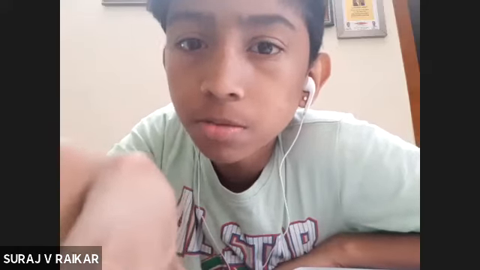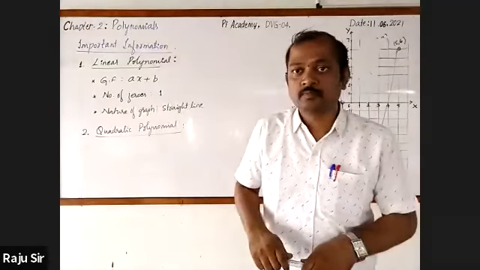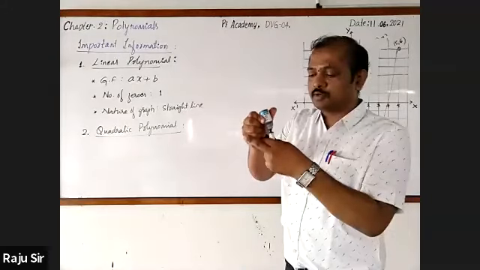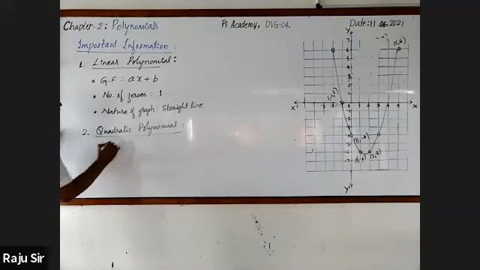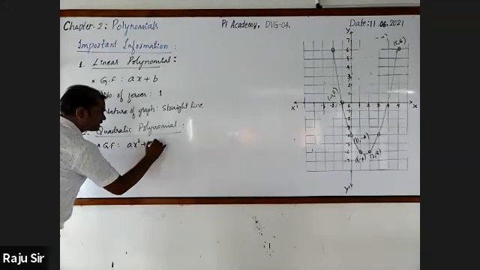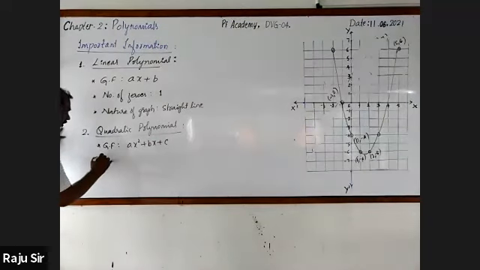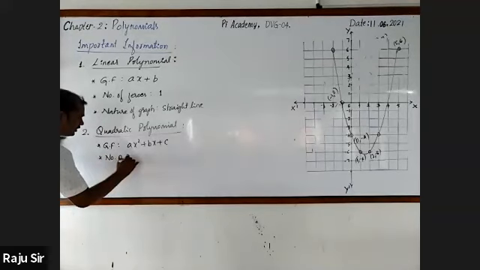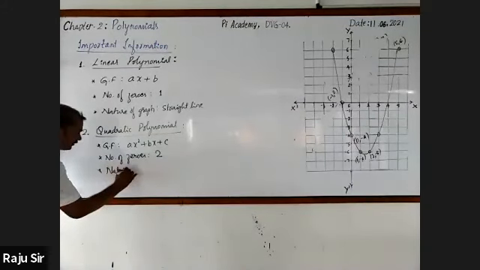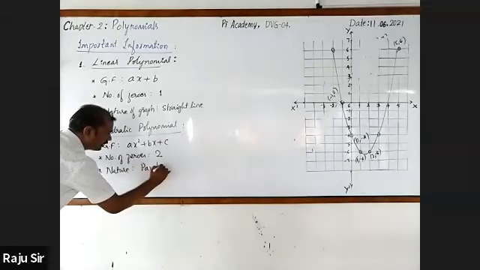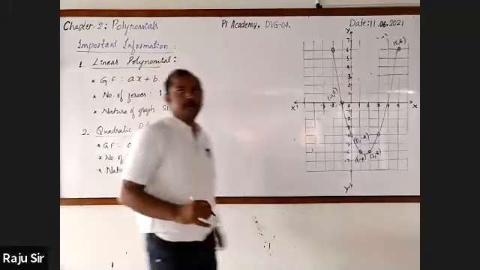Second one, quadratic polynomial. Sir, do we write in the graph book? No, notebook. This information should be written in your notebook. Quadratic polynomial. Its general form is ax square plus bx plus c, where a is not equal to 0. Then number of zeros, it is 2. And nature of the graph is parabola.